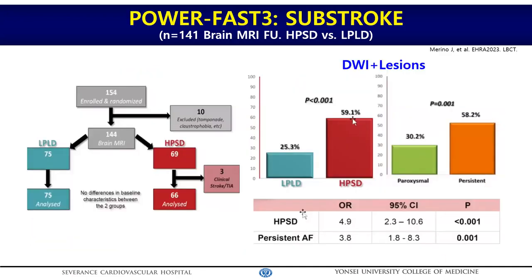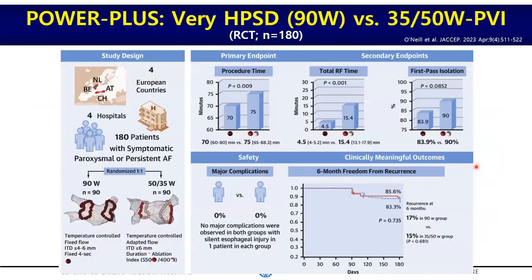As a sub-study of this PowerFast 3, a sub-stroke study was also presented. Of the patients included in the PowerFast 3, 144 patients who underwent post-procedural brain MRI were analyzed, and the silent cerebral lesions were significantly higher in the hypershort duration group and persistent AFib group.